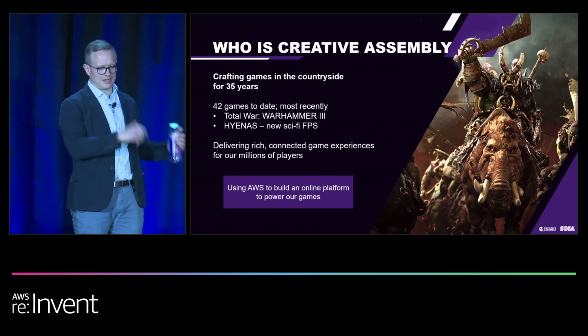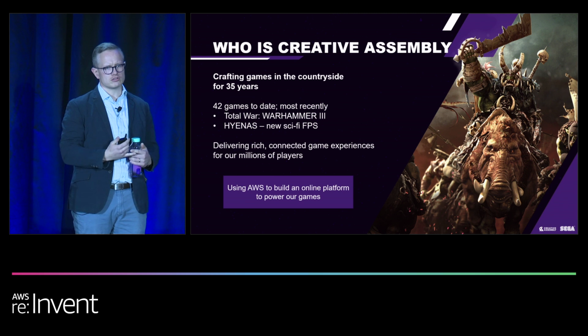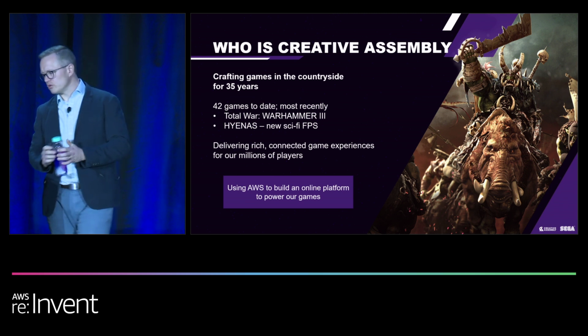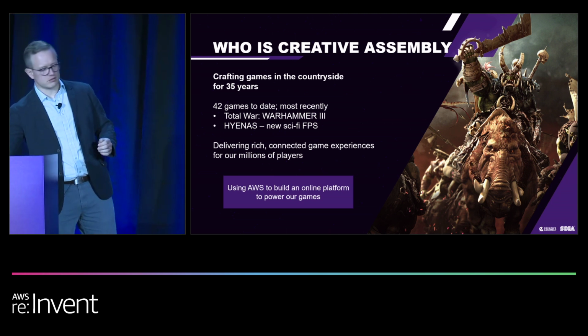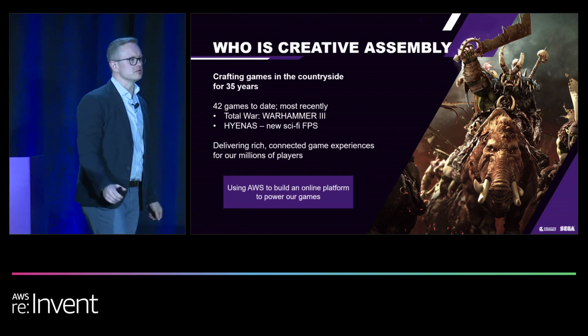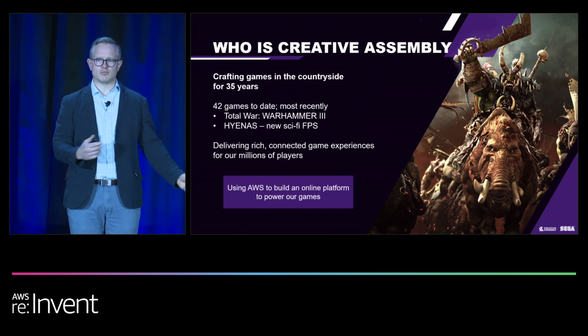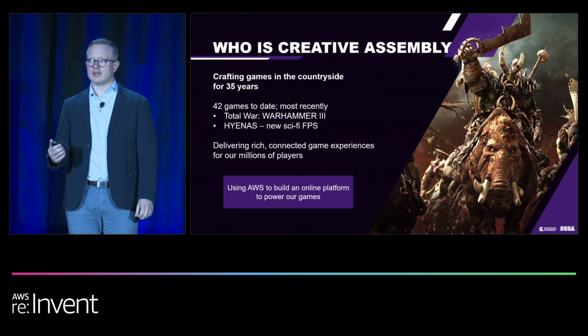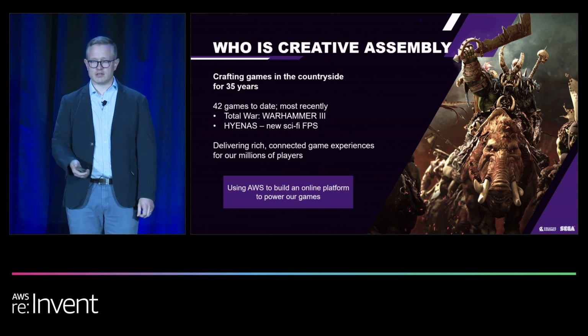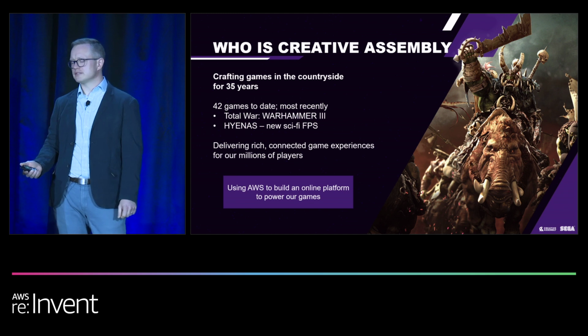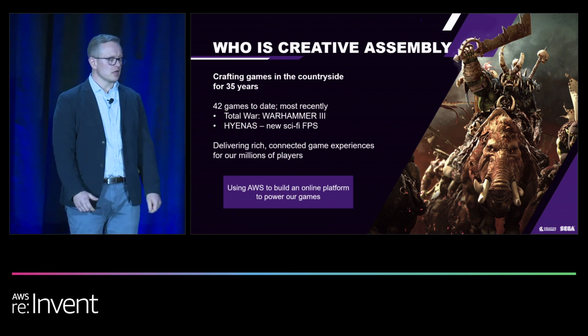We started absolutely ages ago making games in DOS with EA Sports. We moved on to making Total War games in the early 2000s. We've made a couple of games in the Alien universe and Halo universe. We've had some mobile games along the way. And we've just announced Hyenas, which is a first-person shooter in space. That's in alpha at the moment.